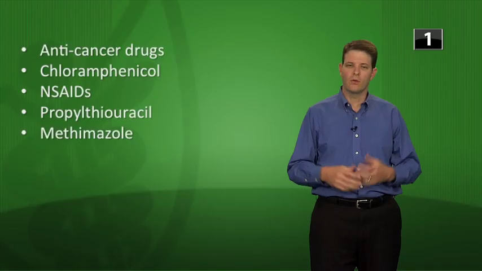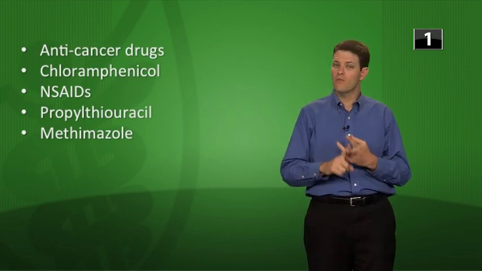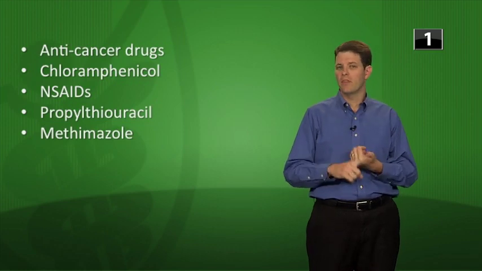Let's get started. First question, which drugs are known to cause aplastic anemia? And what's the treatment for aplastic anemia? So for the causes, the main drugs to know for your test are anti-cancer drugs, chloramphenicol, NSAIDs, propylthiouracil, and methimazole.